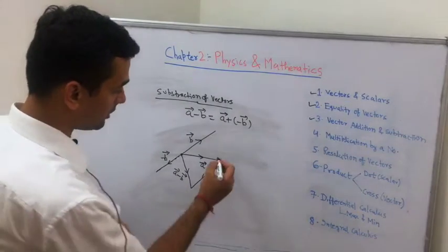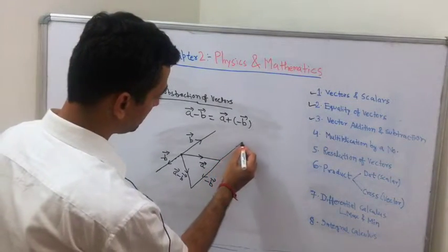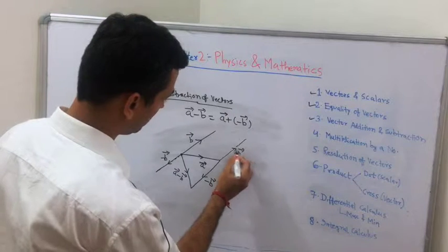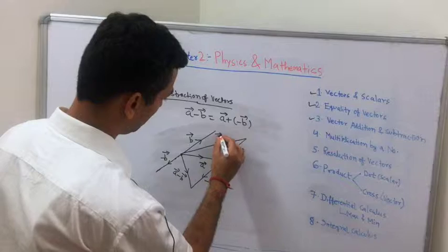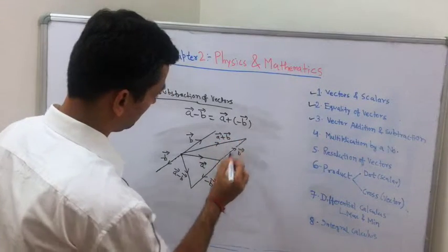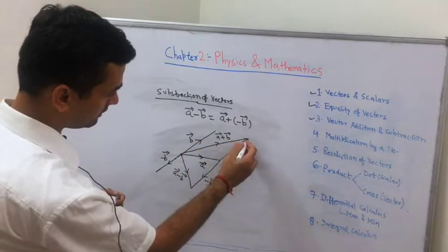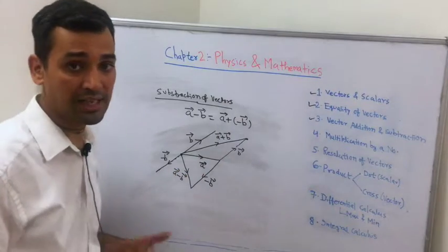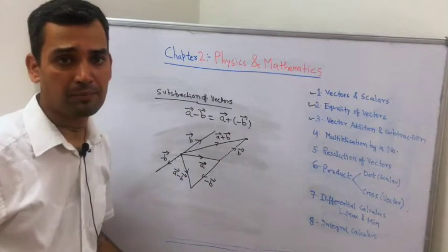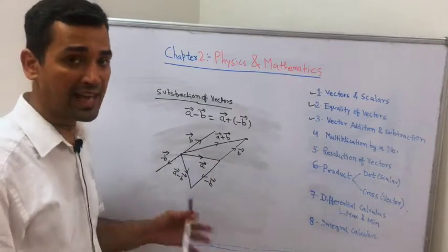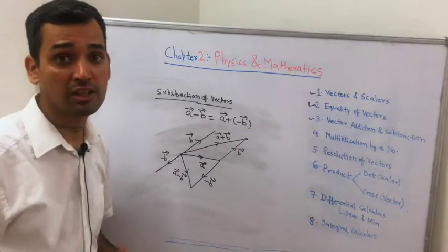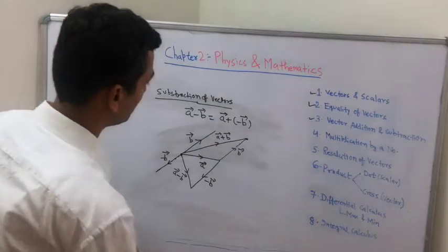Remember what A plus B was? A plus B was somewhere like this, so this was B, so this gave me A plus B. So A plus B is this and A minus B is this, and all other rules of calculation of the magnitude and direction are the same as the addition of vectors. So this was quite simple.